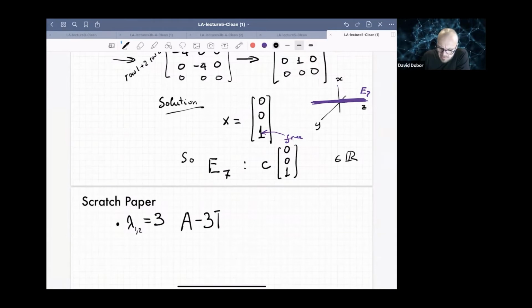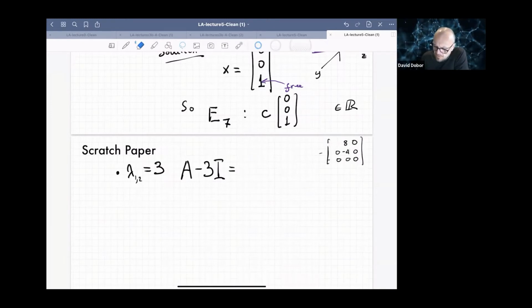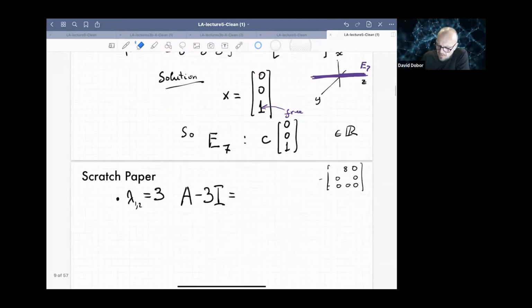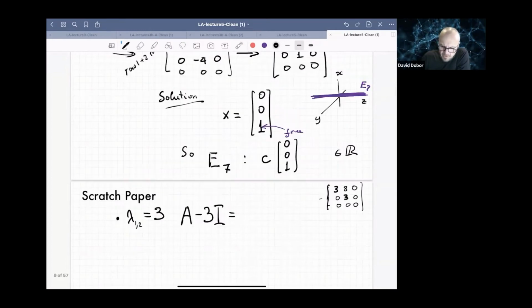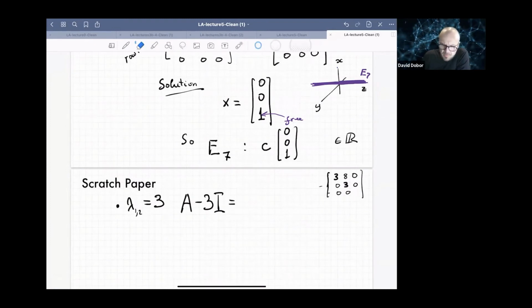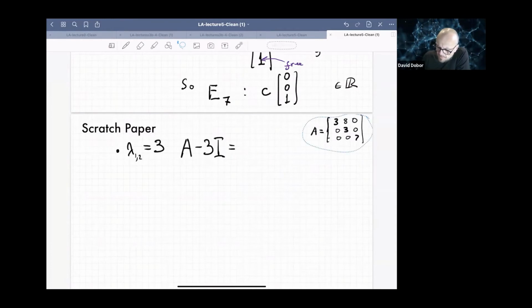So A minus 3I is going to be what? Here's my original matrix, so that you remember, here it is up there. So A minus 3I is going to be, oh no, that's not that matrix. The original matrix had 3's there, 3, 3, and here you had a 7. If you remember, that's the 7 there. So this is the original matrix A. Let me copy this so that I don't copy the wrong thing later for the next slide.